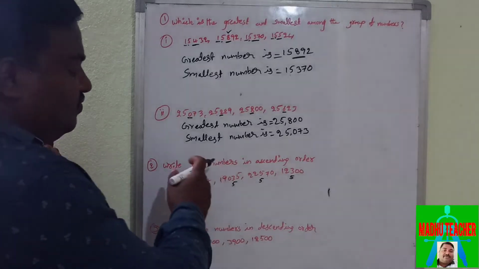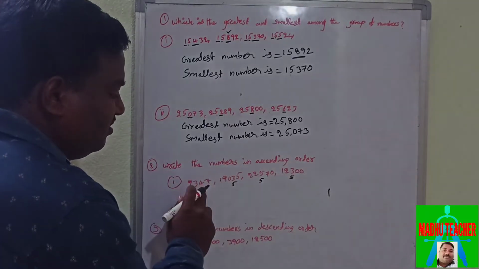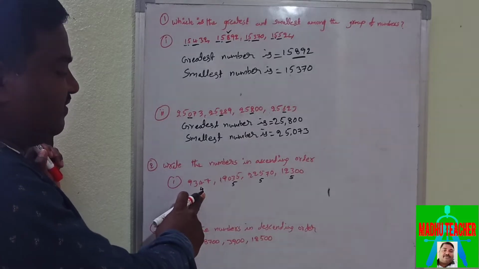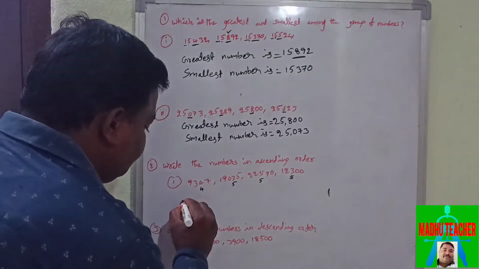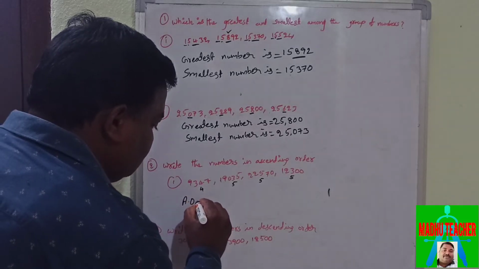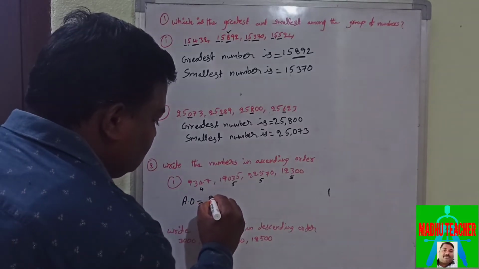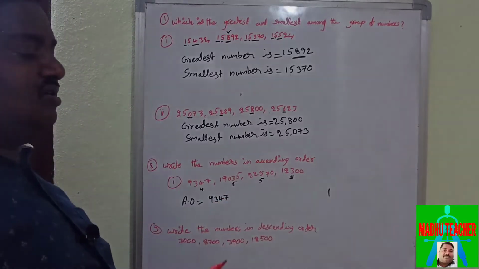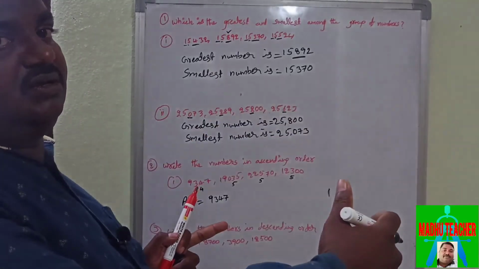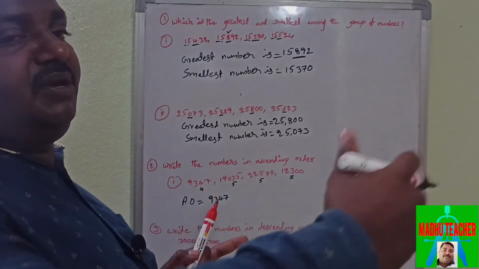So what is the smallest number? We can say the first number, having 4 digits, is the smallest number. So in ascending order, the smallest number is 9347. Okay, ascending order means writing small to big, small number to big number.